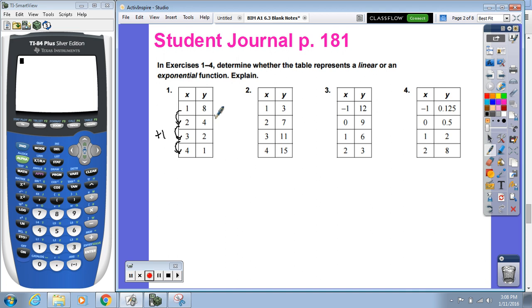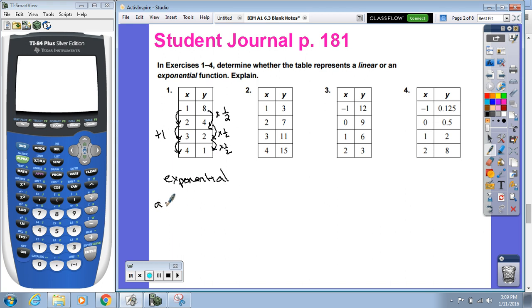Now look at the change of the y value. To get from 8 to 4, you are multiplying times 1/2. To get from 4 to 2, you're multiplying times 1/2, and 2 to 1, you're multiplying times 1/2. So in this case, this shows an exponential function, and your explanation is going to be that as x increases by 1, y is multiplied times 1/2. So it's multiplied by a constant value.